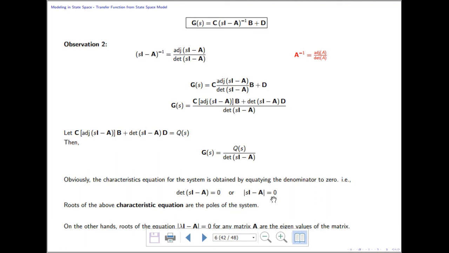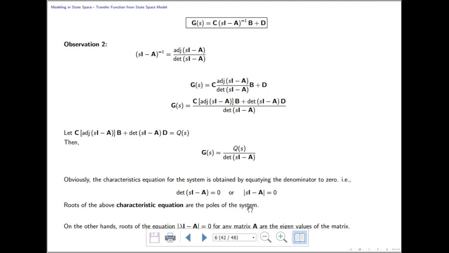Look at this equation and this equation. Are not they the same equations? The only difference is, instead of S, I got a lambda here, or instead of lambda, I got an S here. So anyhow, roots of this equation and roots of this equation are going to be the same, isn't it? So the roots of this equation, I am going to call the eigenvalues, and roots of this equation, I am going to call the poles of the system. So what does it imply? The eigenvalues of the state matrix A obtained by solving this equation are nothing but the poles of the system or the roots of the characteristic equation of the system. Okay. This is a very important observation.